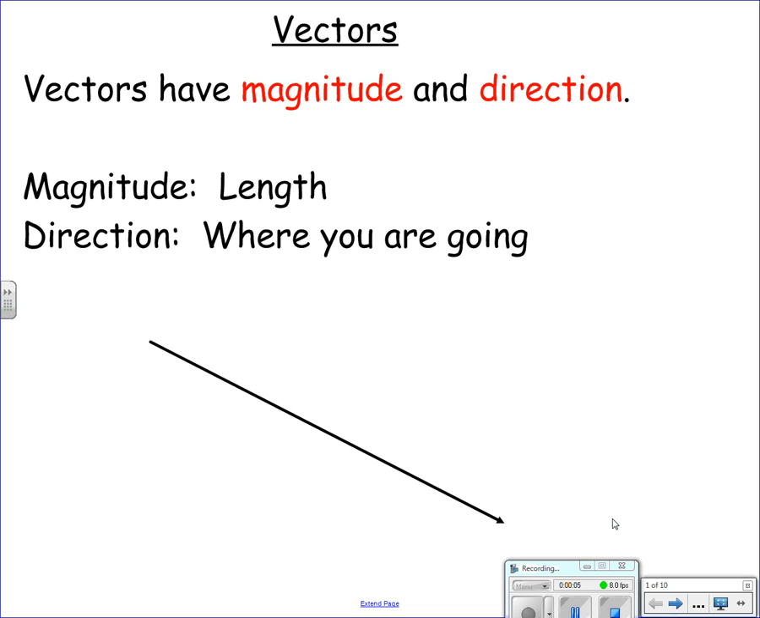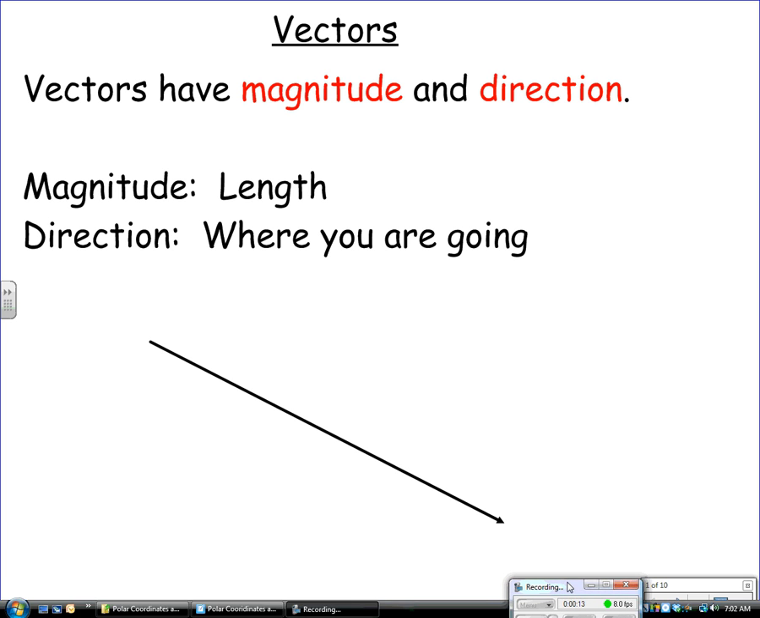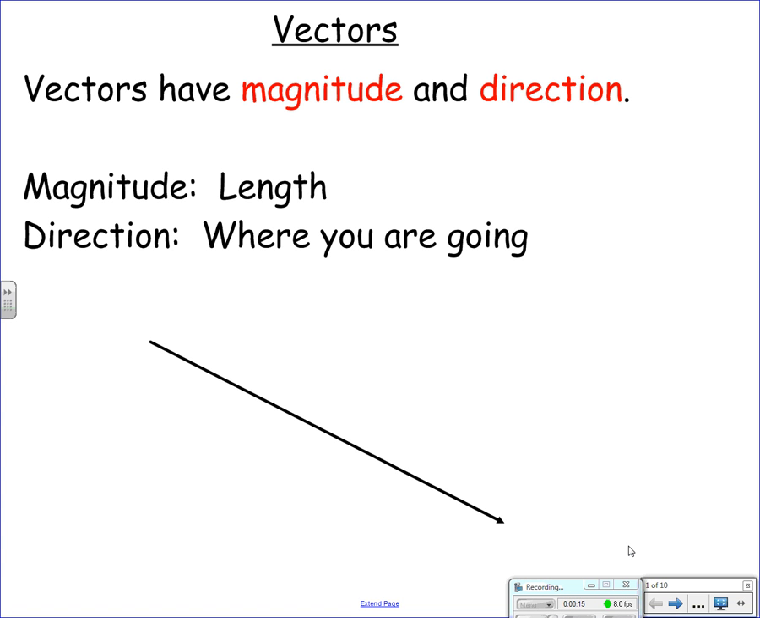Today, we're going to talk about vectors, and I'm also going to talk about how vectors are going to play into polar coordinates, what we talked about yesterday. So, vectors. Vectors have magnitude and direction. Think about them kind of like a ray from geometry, just a ray that has a stationary length. So the magnitude is what we call the length, obviously, and the direction is where you're going.